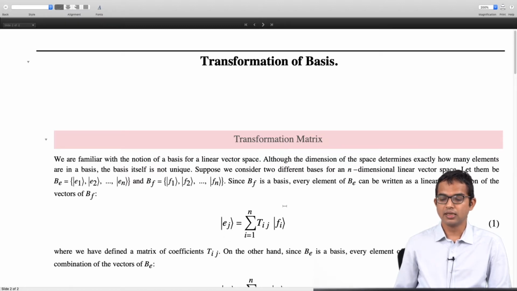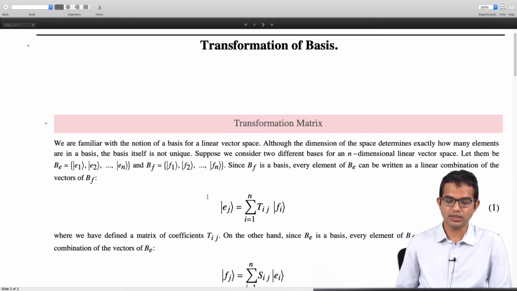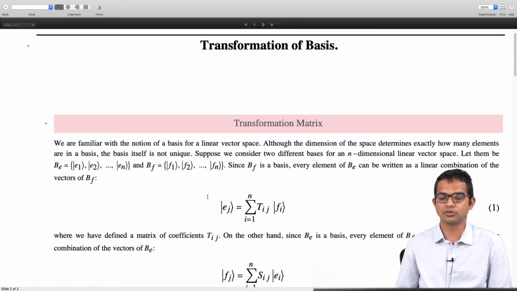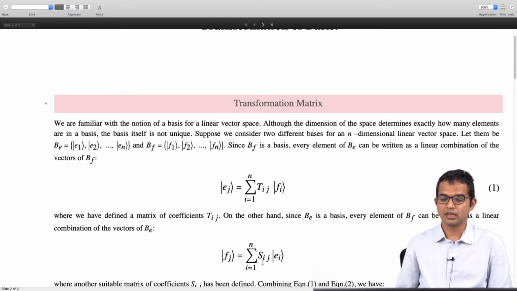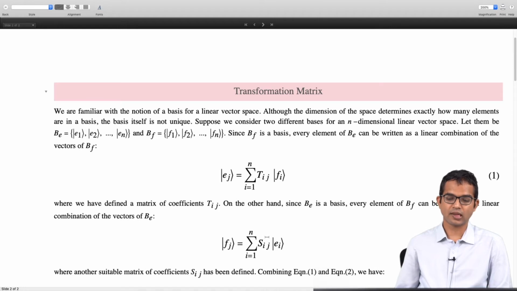On the other hand, BE is also a basis, and every element of BF can also be expanded as a linear combination of the vectors of BE. So Fj itself can be written in terms of some other set of coefficients Sij: you sum over i, Sij Ei. So you will always be able to find these coefficients such that every vector in one basis can be represented in terms of the basis vectors of the other basis.